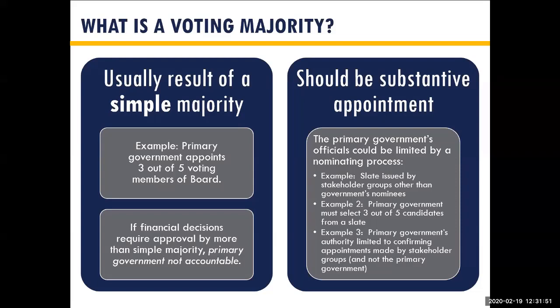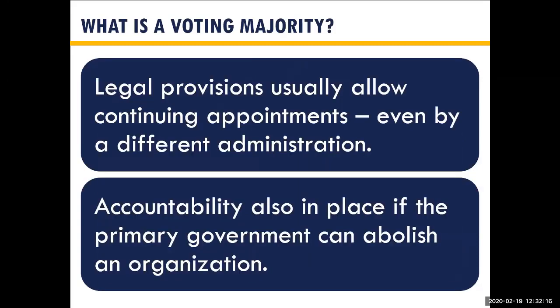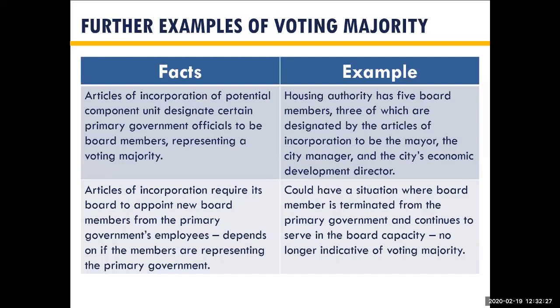I put in some examples of where a voting majority may or may not be present versus a simple majority. You may want to review these at your leisure, but these are pretty much straight out of the GASB implementation guide questions. Think about it when you see a nominating process: do we actually have a voting majority? Do we actually have continuing appointments? Do we have accountability that is there? And again, a voting majority concept is pretty much a hallmark of legal separation.